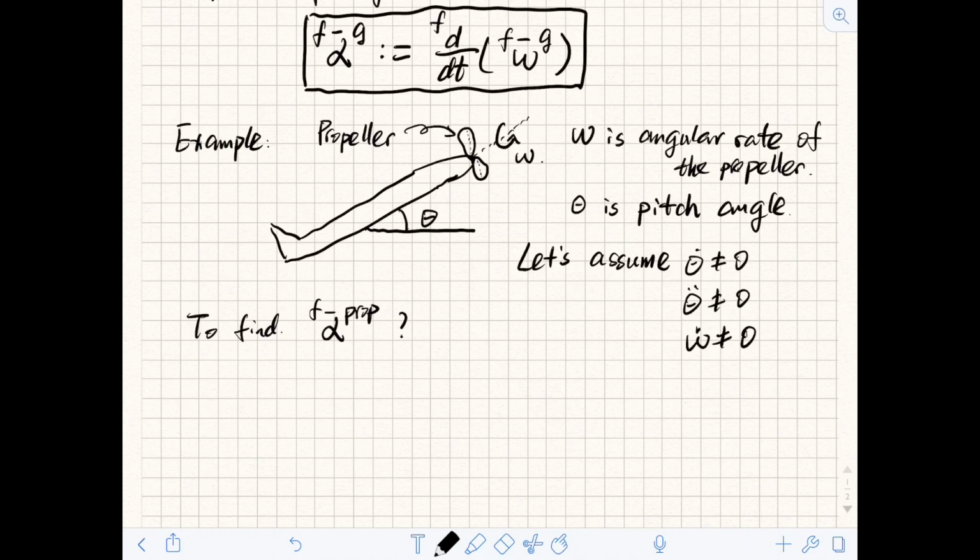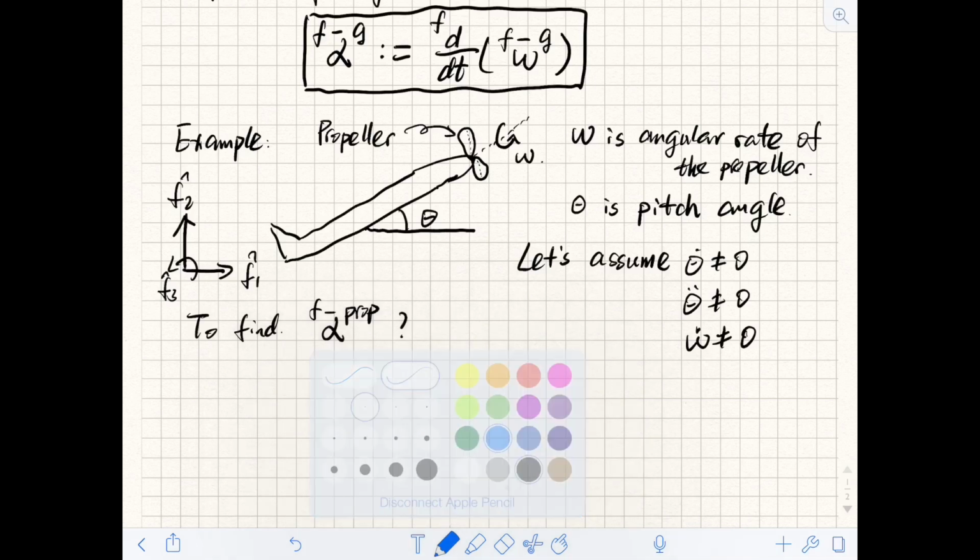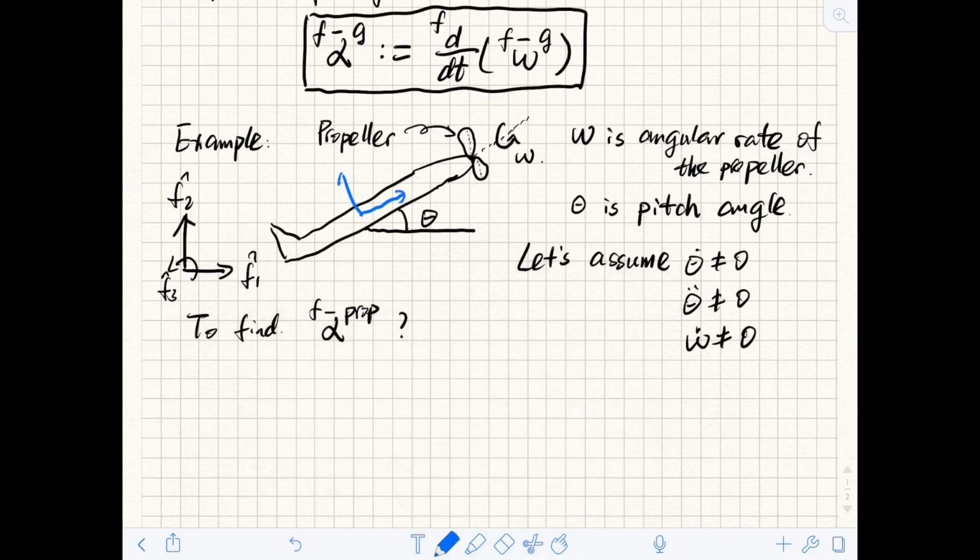What do we need? So first, of course, we need to define reference frames. We have F1, F2, and F3, and this is the inertial frame that is fixed. We also have another reference frame, G1, G2, and G3, that is rotating with the aircraft. So let's write down the definition of angular acceleration first.